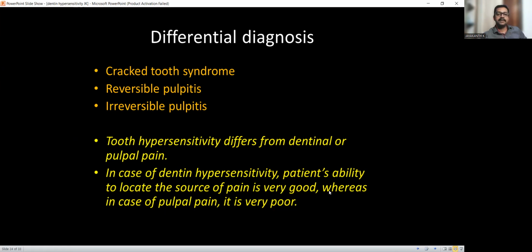In case of dental hypersensitivity, the patient's ability to locate the source of pain is very good, whereas in case of pulpal pain, it is very poor. So in most cases, the patient is able to locate the source of pain. That's a very characteristic feature of dental hypersensitivity when we compare it with pulpal pain. Pulpal pain is not easily located by the patient, whereas dental hypersensitivity is easily located.